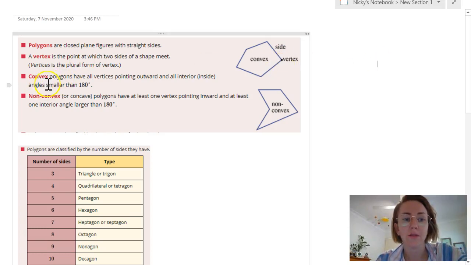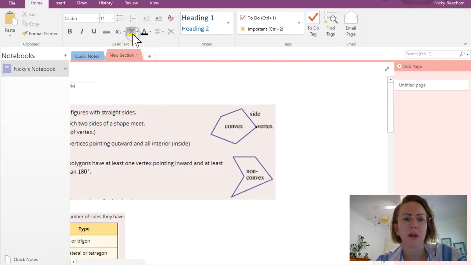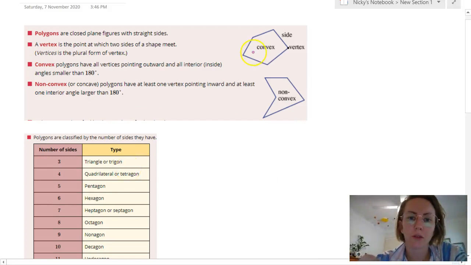Then convex and non-convex polygons. The way to think about that is a convex polygon has all of its vertices pointed outwards, and all of our internal angles are smaller than 180 degrees. I'll just grab my pen up and draw a little bit about that. When we're talking about the internal angles, we're talking about these here, so the angle between those two lines, for example.